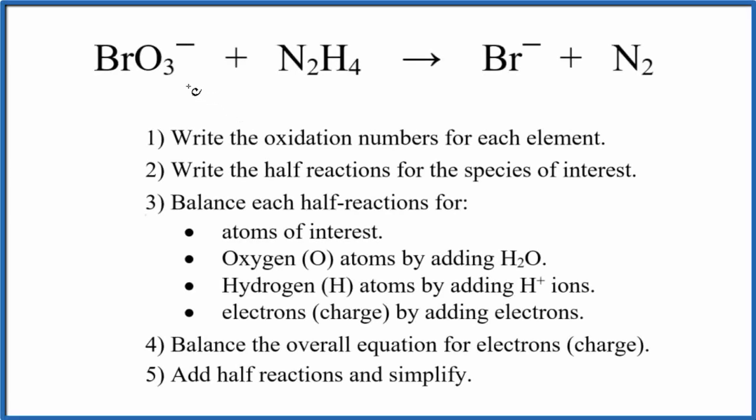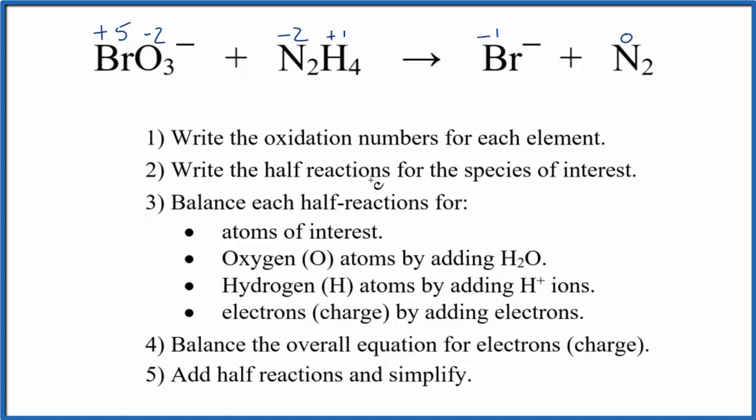Let's balance the redox reaction BrO3- plus N2H4. We're going to use the ion-electron method, also called the half reaction method. First thing we need to do is write the oxidation numbers for each element, and that's going to look like this. If you need help with oxidation numbers, there's a link at the end of this video and in the description.